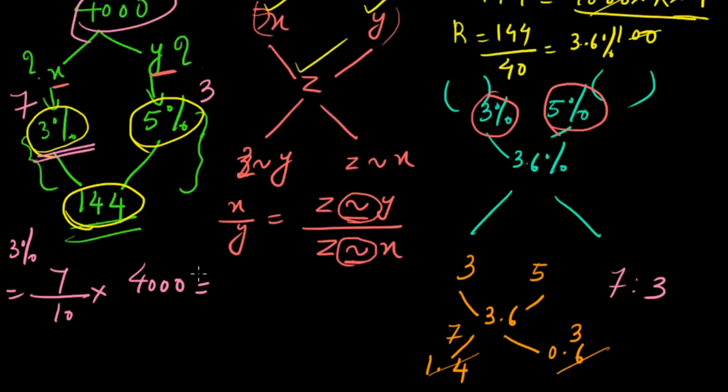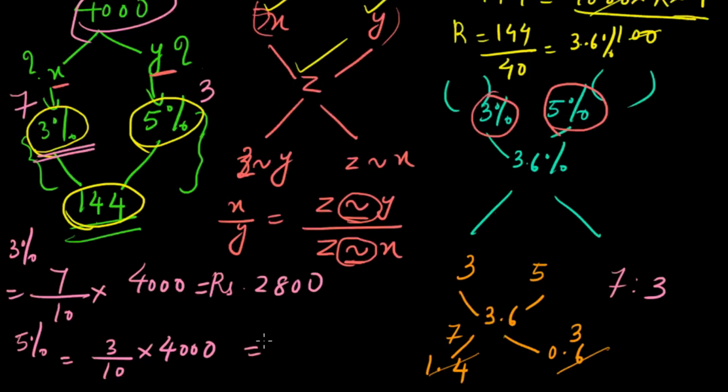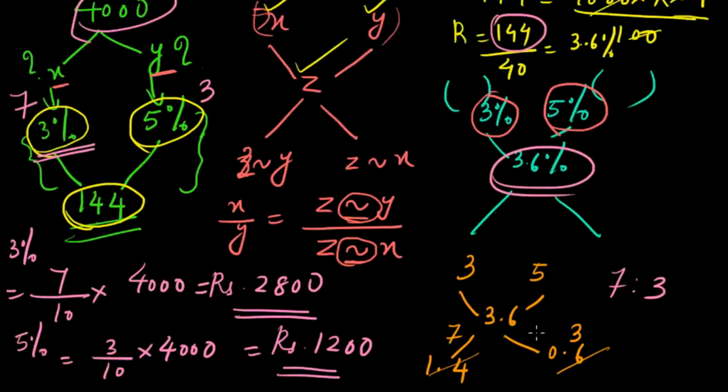So what will you be getting? 400 into 7 is equal to rupees 2,800. And at 5% you have 3. So 3 by 10 into 4,000, from the 7:3 ratio, which will be equal to 400 into 3, which is equal to rupees 1,200. So 4,000 was divided into two parts, 2,800 and 1,200. Of this, 2,800 was invested at 3% and 1,200 was invested at 5%, in order to get an annual interest of 144, that is 3.6% rate of interest.